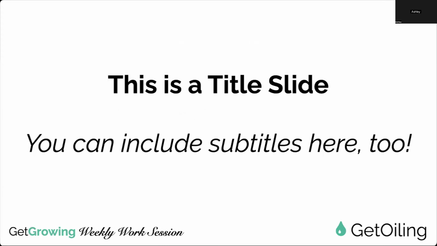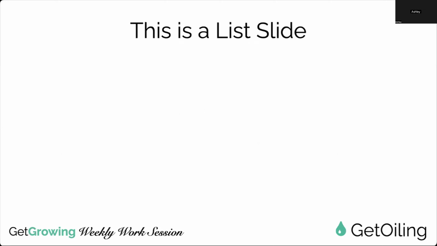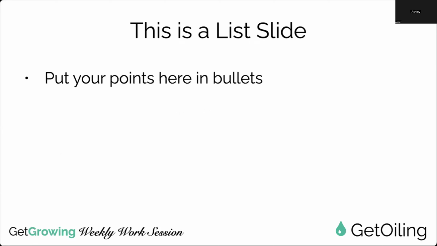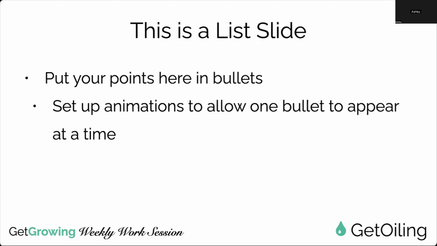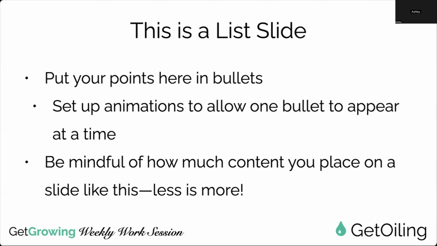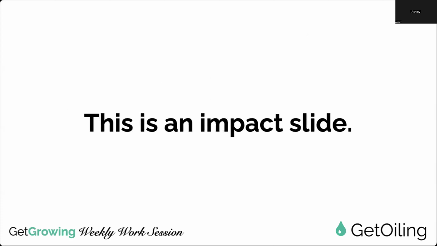This is a title slide, right? Where we've got some bold text and maybe you have a subtitle here as well. We have a list slide, which is one where we can put our points in bullets and set up animations that allow us to have one bullet appear at a time. Just make sure in the case of using a list slide, be mindful of how much content you put on a slide like this. Less is more. You can get really visually overwhelming with list slides, but create one like this so that you can use it in the future.